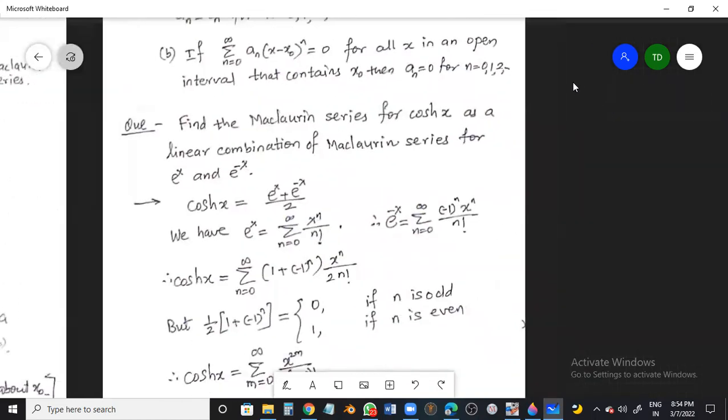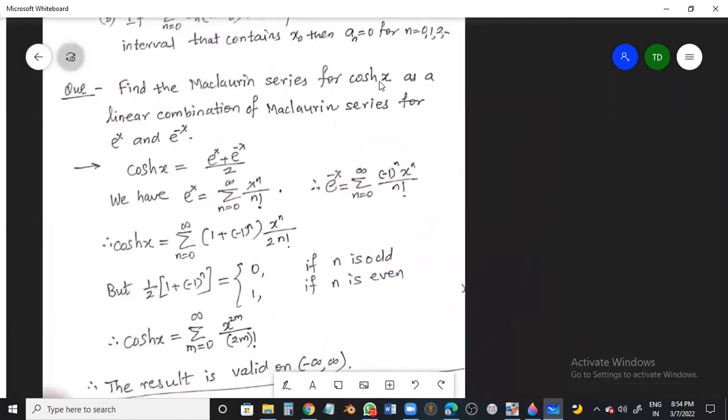Now there was a question about the Maclaurin series for cos hx. The question was, find the Maclaurin series for cos hyperbolic x as a linear combination of the Maclaurin series for e raised to x and e raised to minus x. So we know cos hx is (e raised to x plus e raised to minus x) upon 2. Let us use the Taylor series for e raised to x, and hence it will be for e raised to minus x this way.